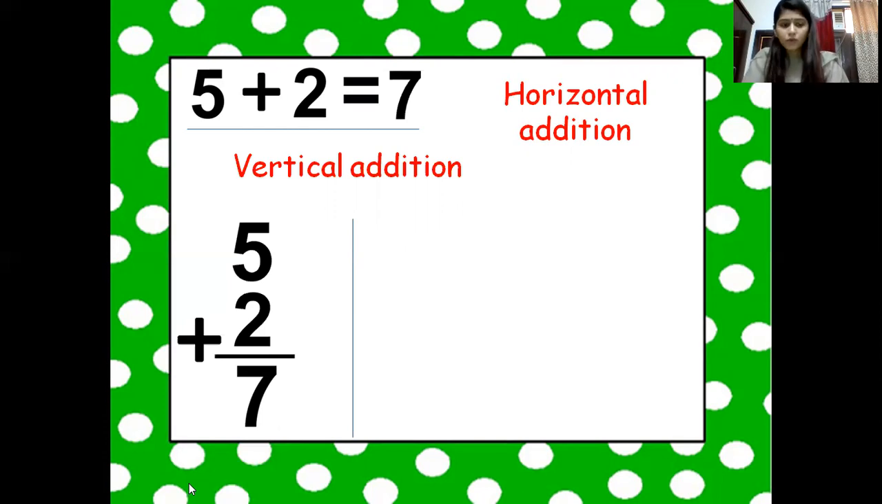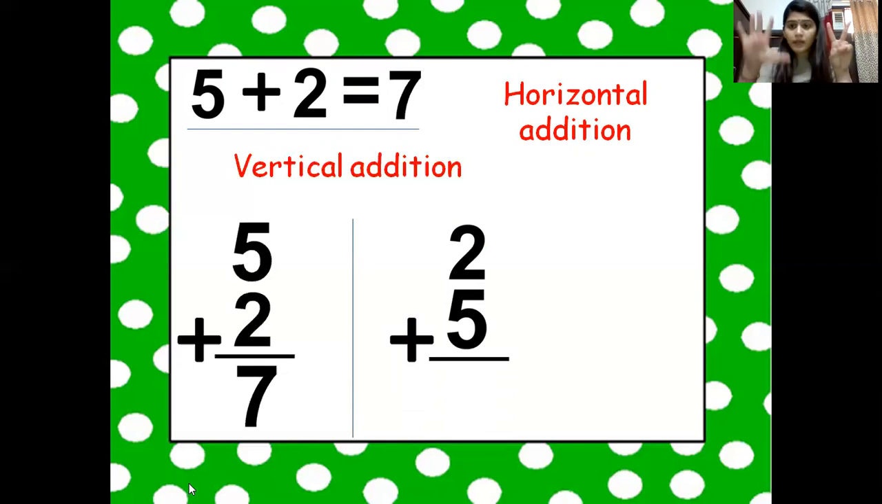Now let's do one more thing. We will interchange the position of the digits. First we have written 5 and then 2. Now what we will do? We will interchange the position. First we will write 2 and then 5. So let's write 2 then 5. Will the answer be the same? 2 and 5. Yes, the answer will remain the same. So if the digits are the same, the answer will remain the same.